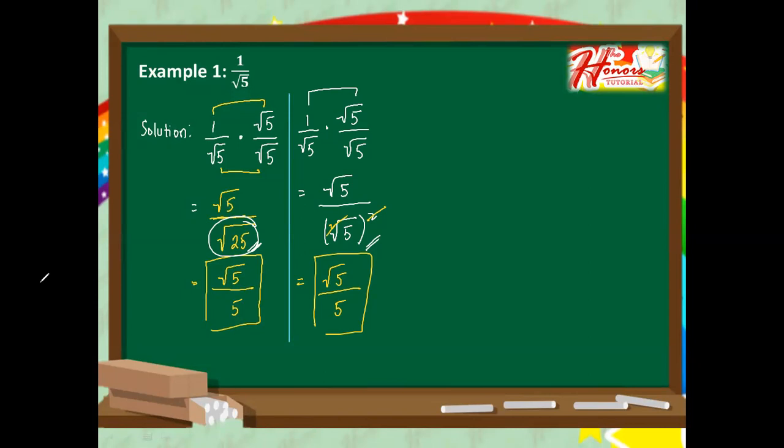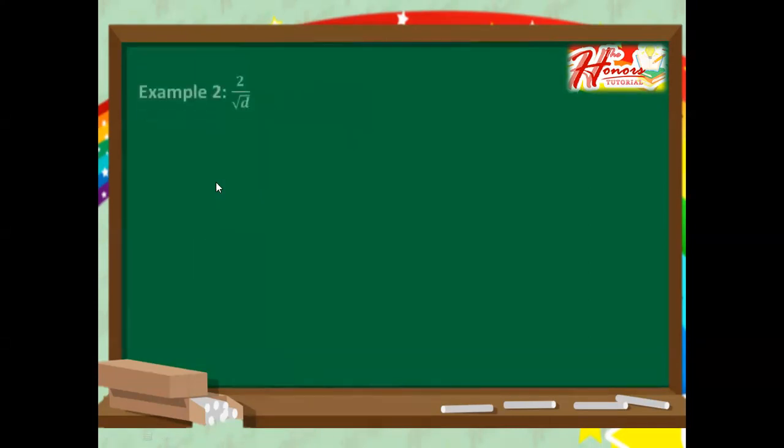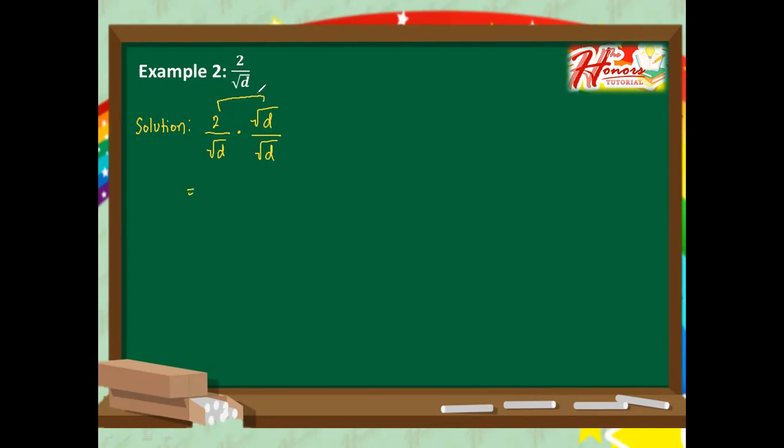Let's have another example. We have here 2 over square root of d. Actually, the process is the same for this. Let's copy first the given. So that is 2 over square root of d. You have to multiply both the numerator and denominator by your denominator, which is square root of d over square root of d. So let's multiply. 2 times square root of d is 2 square root of d over square root of d times square root of d. So that is the quantity of square root of d squared.